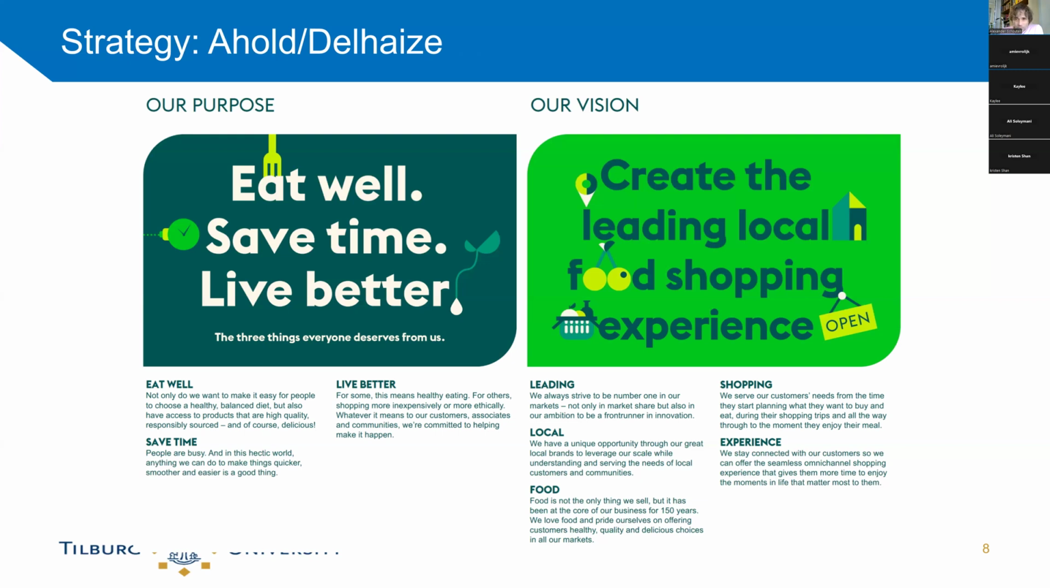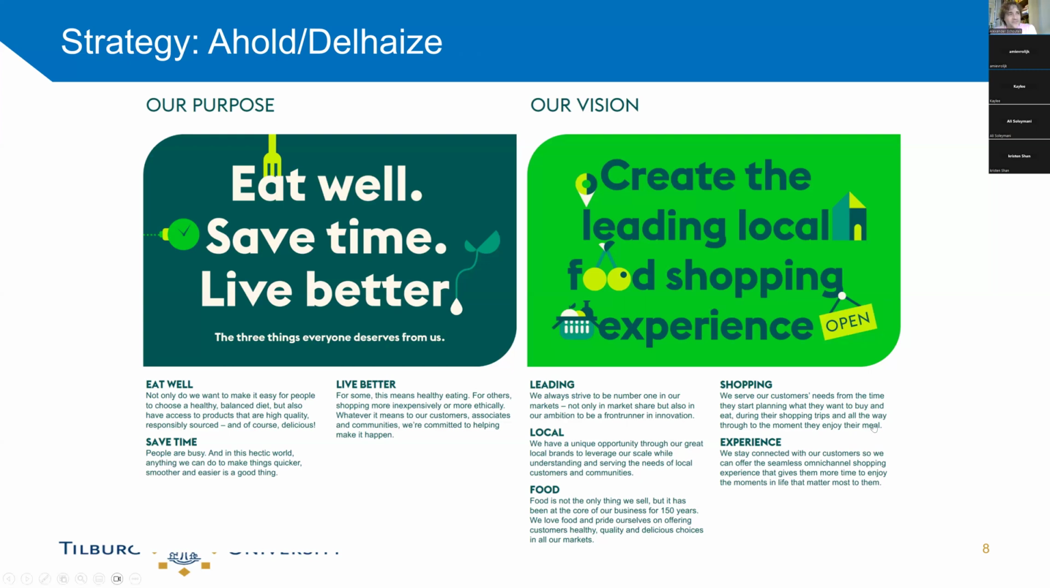Save time is also focused on what you see happening in the market. Save time, make grocery shopping easier. So, for example, grocery delivery is also what Ahold does, and it takes up a bigger and bigger portion of their sales. Their vision is kind of similar. You see create a leading local food shopping experience. You again see experience. We not only sell groceries, but we are an experience. Leading local, and local is kind of a marketing term because local screams healthy and environmental friendliness. So they use that as well in their mission and vision statement. So this is more like a marketing mission and vision statement, but it clearly says what business they're in and what they want to achieve.